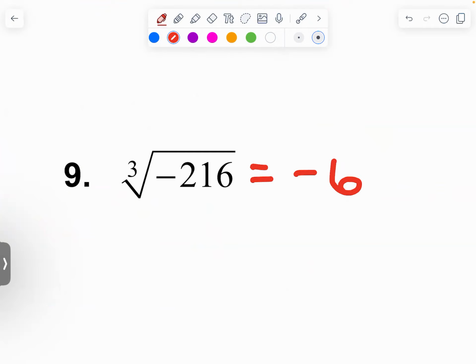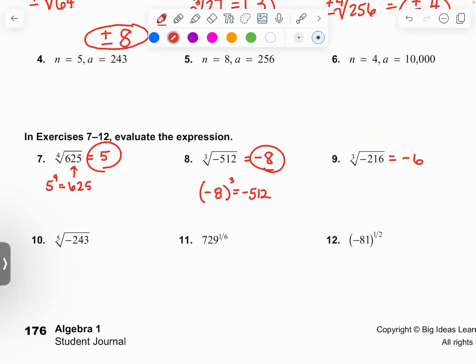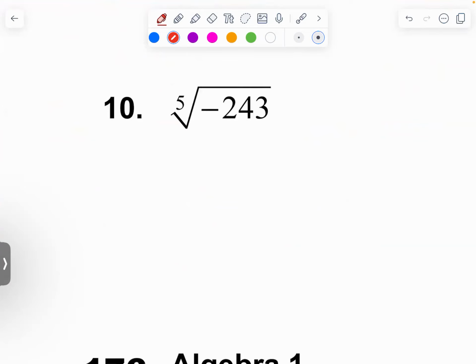We'll get there. One at a time here. Okay, see if you can figure out number 10. What number to the 5th power is going to give us that? I'll give you a hint. It's not 2. It's not 7. 3? Negative 3. I told you to get calculated. Negative 3.